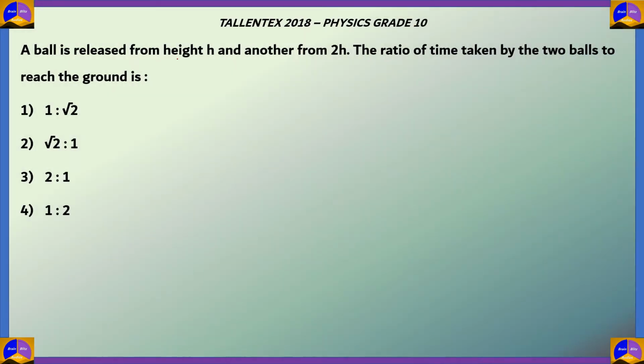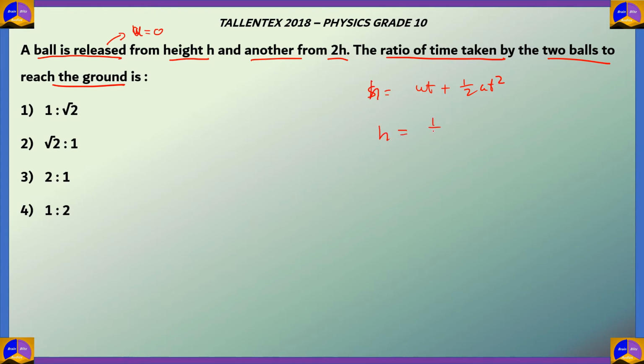Let's look at another question. A ball is released from height h and another ball from height 2h. The ratio of time taken by the two balls to reach the ground is: 1 is to root 2, root 2 is to 1, 2 is to 1, 1 is to 2. Now, from the second equation of kinematics, s equals ut plus half at squared, you can find out the ratio of time taken with respect to height. So we know that u is 0 because the ball is released, so the value of u equals 0. So that means s, whose value is h, equals half at squared.